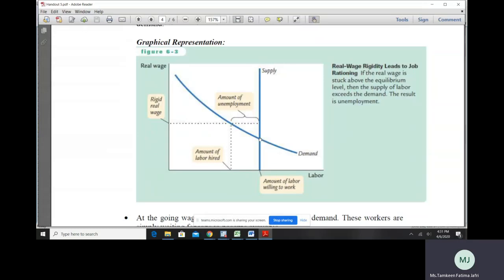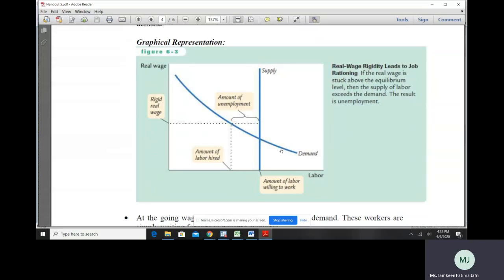But if the government drafts a policy that the minimum wage rate is going to be above the equilibrium, you can see that at this wage level, the demand for labor is less than the supply of labor. So here we have an excess amount of labor. This difference that you can see is the difference between the supply of labor and the demand for labor. In other words, this is the level of unemployment in the economy.